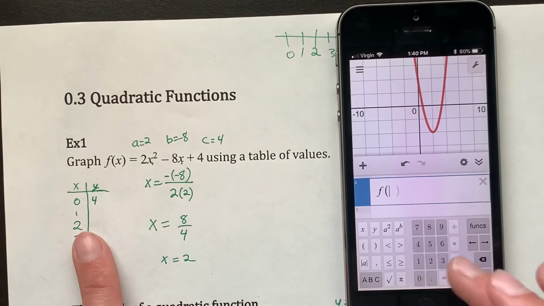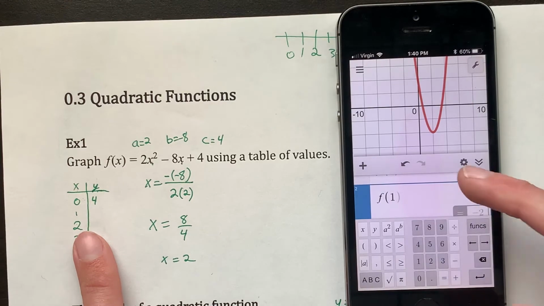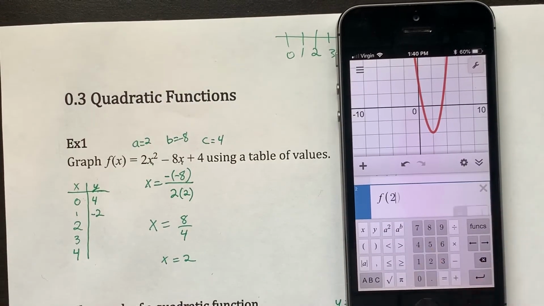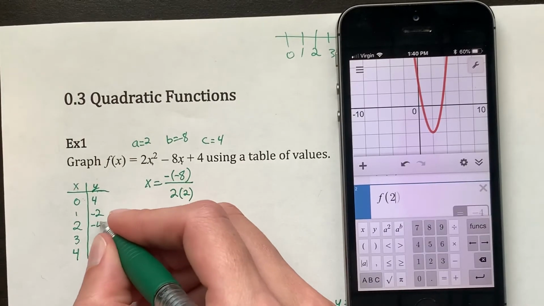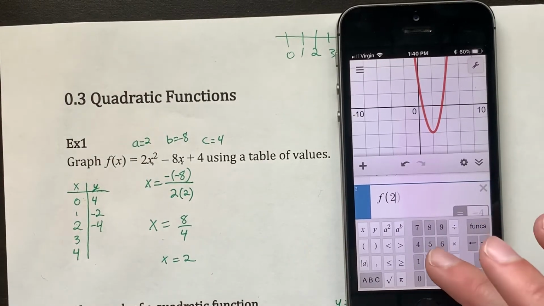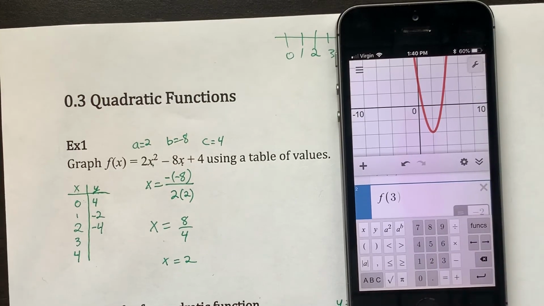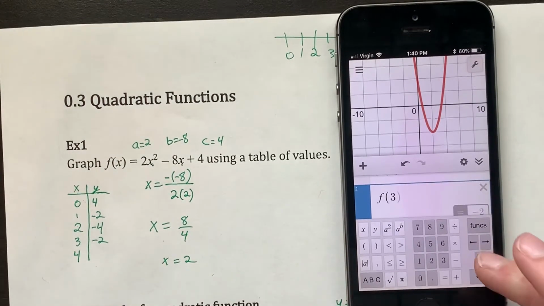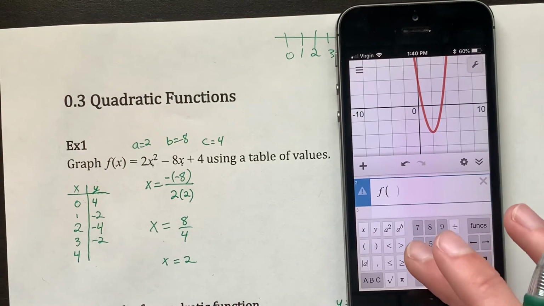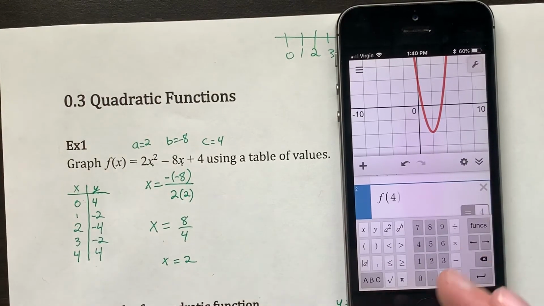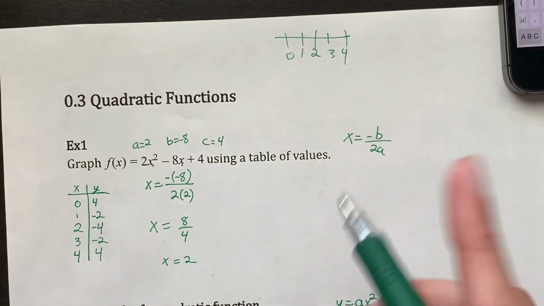And now I can just real quick and easy type this in. If I plugged in a 1, I would get a negative 2. If I plugged in a 2, I would get a negative 4. If I plugged in a 3, oops, not 23. If I plugged in a 3, it gives me a negative 2. And if I plug in a 4, it gives me a 4. So now I have a table of values so I can graph this thing by hand.